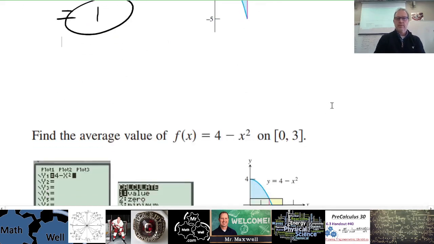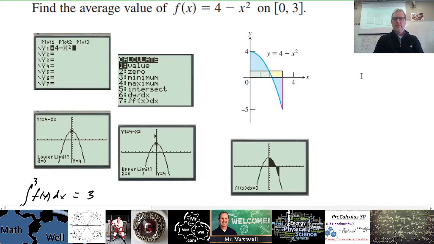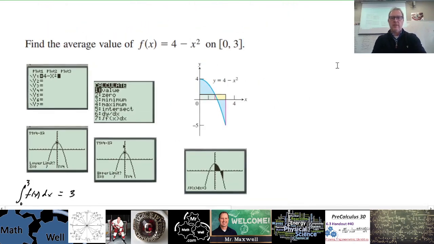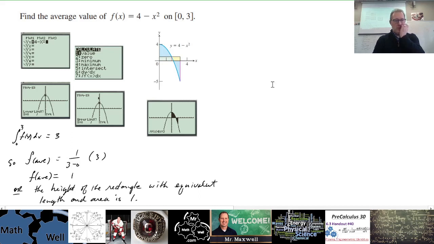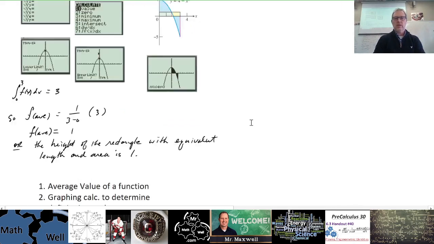You just have to find it and move on. So here are the screen clippings for that same question, if you want to see that. Again, the function average value is 1 here, and that would be the height of the rectangle that would have the same length as the interval in this question. That's a way you can think about that.